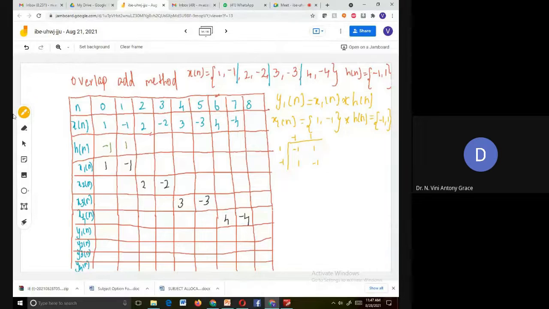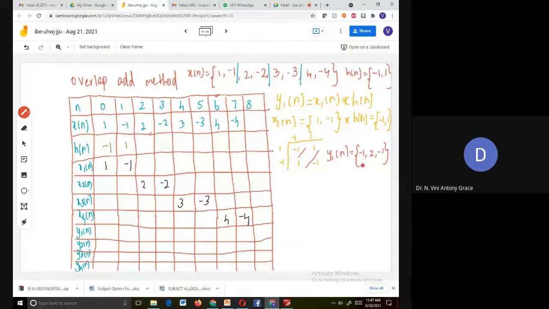Inform me if I make any mistakes. I may definitely make mistakes. After this, you have to draw a line diagonally and get y1 of n by summing up the diagonal samples. So it is minus 1, 2, minus 1. Is this value of y1 of n correct? You're solving with me? You're able to view the board? Is this answer correct? Yes, ma'am.